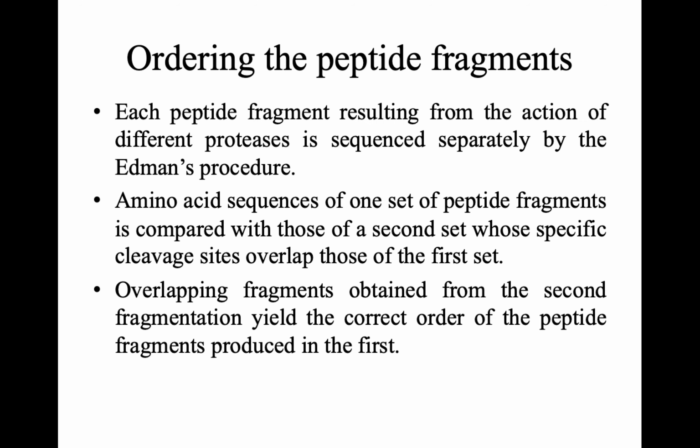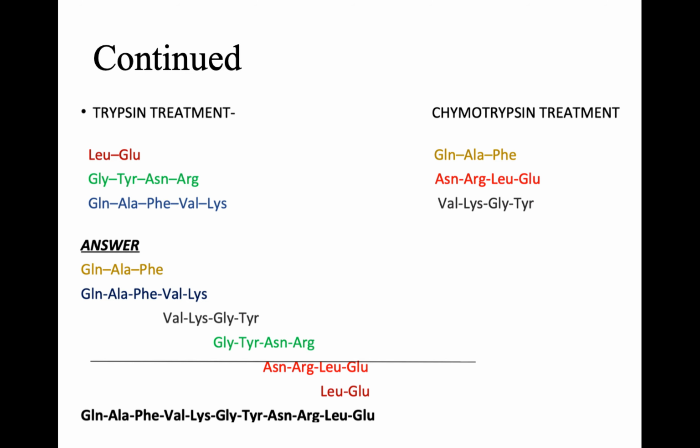For example, if you look here, a protein is subjected to two different proteolytic enzymes, trypsin and chymotrypsin. These are the fragments obtained from trypsin, and these are the fragments obtained from chymotrypsin. After sequencing these fragments, we got the sequence information of the fragments. After this, we need to align these fragments, which have overlapping sequences.